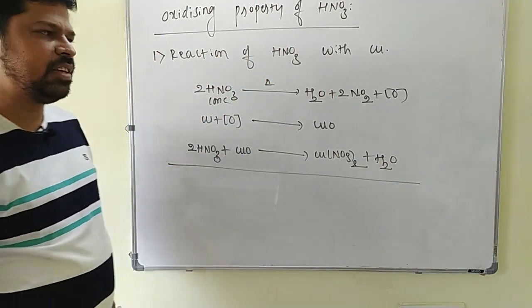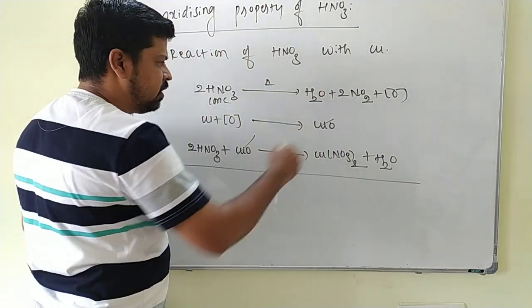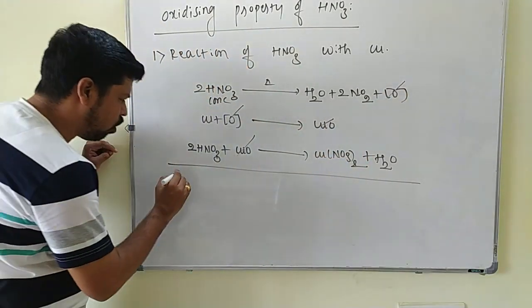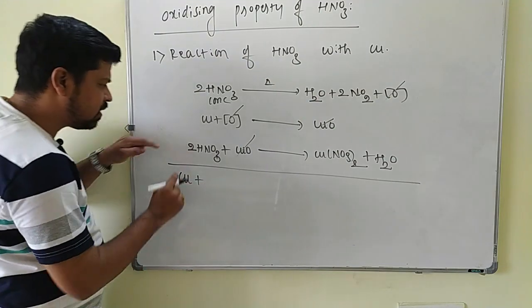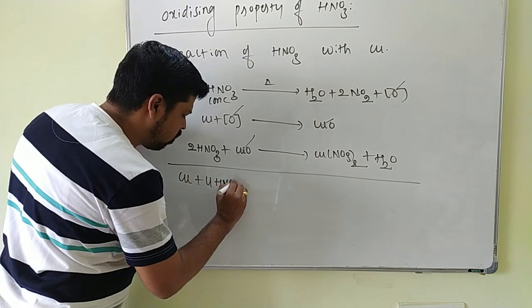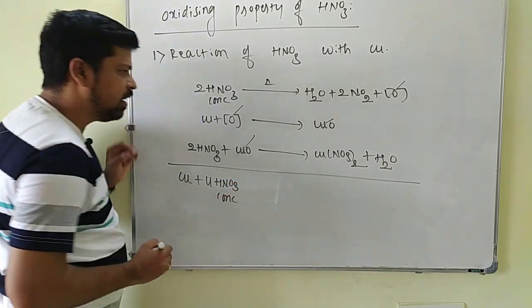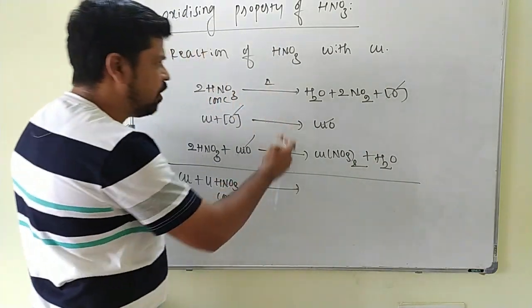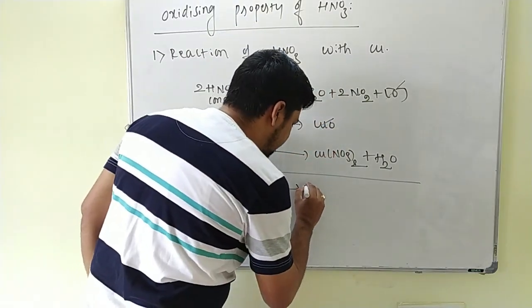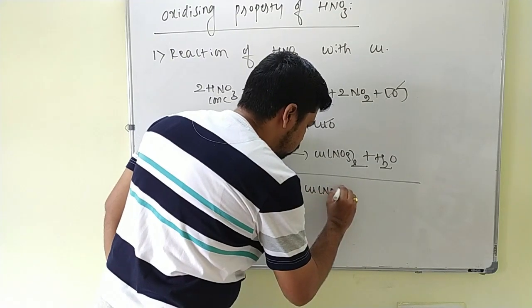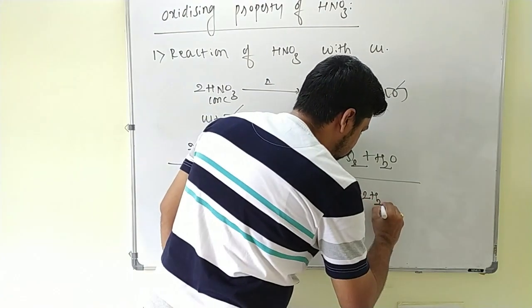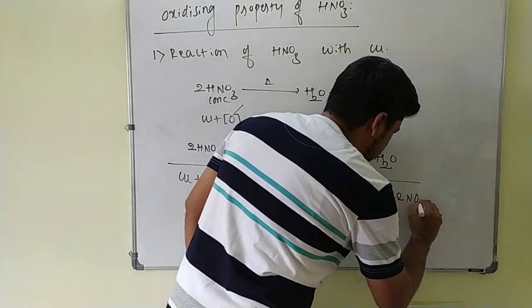Now I will write the balanced equation. So the copper oxide on both sides gets cancelled, and the nascent oxygen gets cancelled. Now you can write copper, Cu, plus 4 times of HNO3, this is concentrated. So totally what you will get? Main product is copper nitrate, Cu(NO3)2, plus 2 moles of water plus 2 moles of NO2.